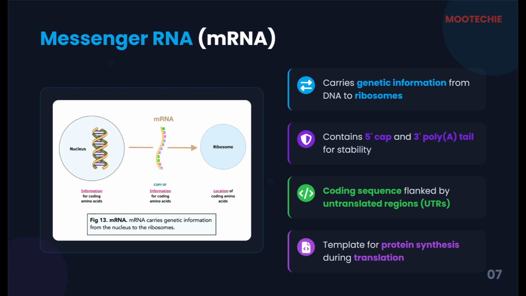It shows a strand of mRNA represented as a line with dots for codons, traveling from a stylized nucleus on the left to a ribosome on the right. The ribosome is shown as a two-part structure reading the mRNA. This visual clearly shows mRNA as the information carrier between the genetic library and the protein factory.